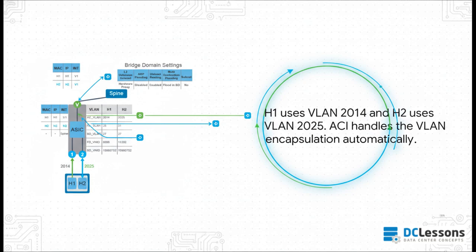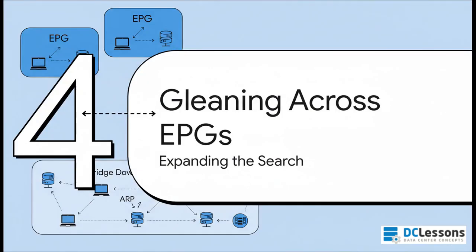Logically, they're peers. The ARP Gleaning process we just talked about works exactly the same. The spine sends out the request. When that request gets to the leaf switch where H2 lives, the leaf knows from its policy that H2 expects to see traffic with a VLAN 2025 tag, so it slaps on the right tag before sending it down the port. ACI just handles that VLAN translation automatically. It's pretty cool.